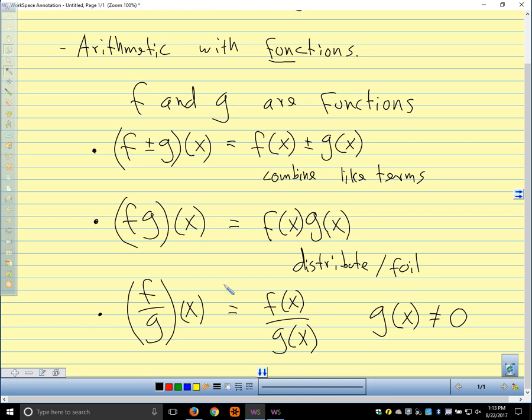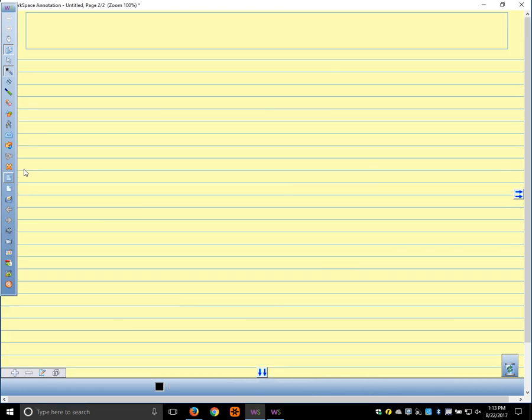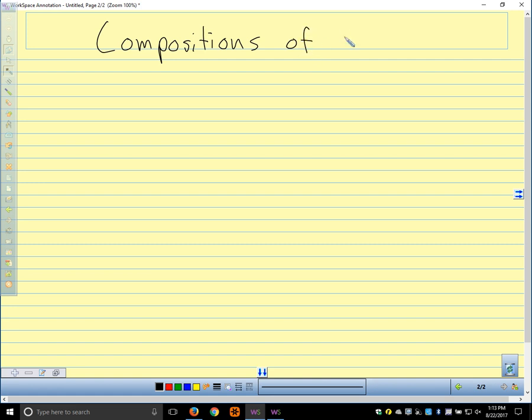All right, so I'm not going to do a bunch of examples of adding and subtracting and multiplying and dividing functions. I think we probably can do that fairly well. All right, so we're good there. Okay. The next way that we're going to combine functions is called compositions of functions.